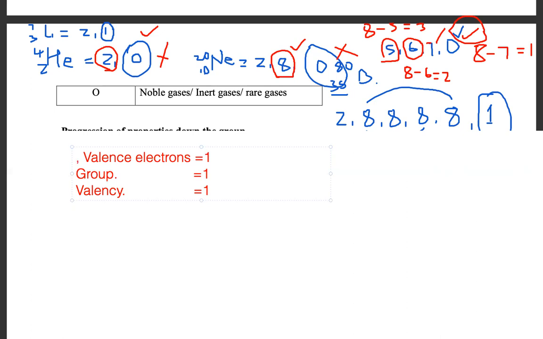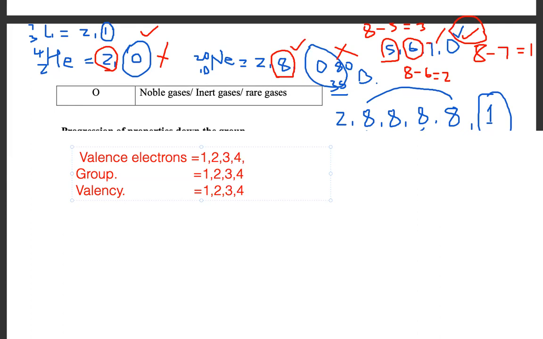If you have 2 electrons in the outermost shell, this element will also be in group 2, and this element will also have a valence of 2. If this element has got 3 electrons in the outermost shell, therefore its group will also be 3. The valence will also be 3. But if this element has got 4 electrons in the outermost shell, it will be in group 4. Its valence will also be 4.